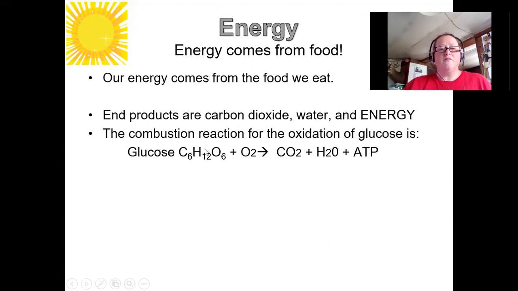So we start with glucose. Glucose is a 6-carbon sugar. It's considered a reduced form of carbon. And when this reduced form of carbon becomes oxidized, we get energy. Energy is in the form of ATP.